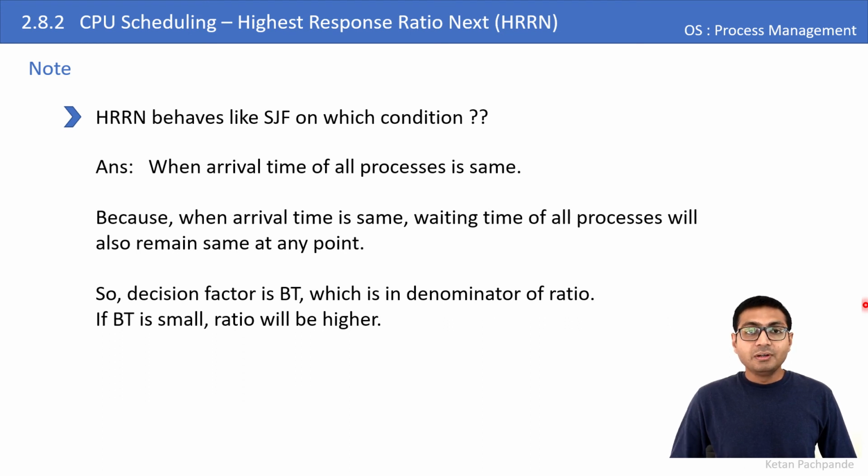Then the process whose denominator is shorter, meaning the service time is less, that process's response ratio will become high. That's how the shorter jobs' response ratio will become high in HRRN if we keep the numerator constant for all processes. So the decision making factor becomes the service time.